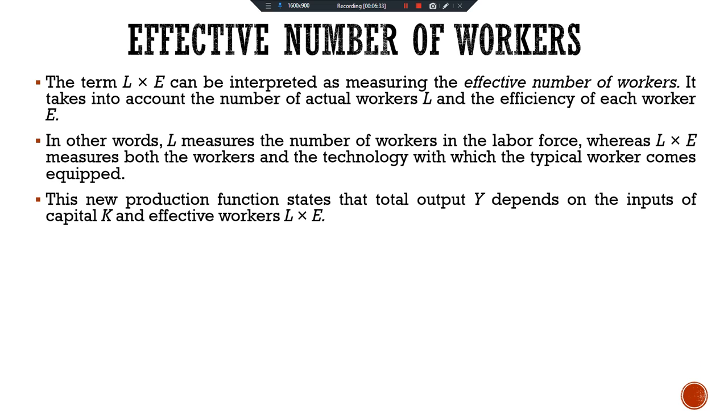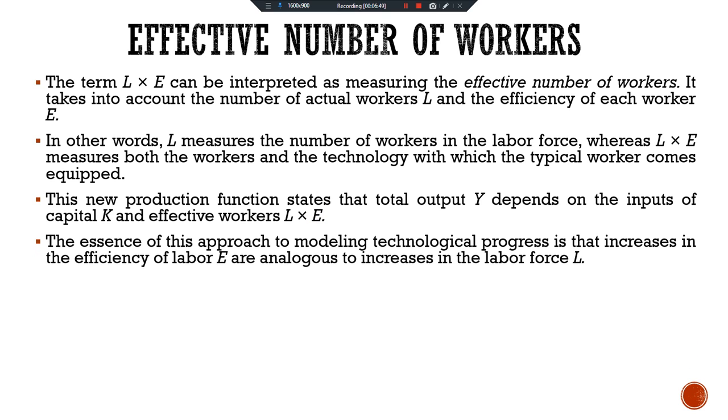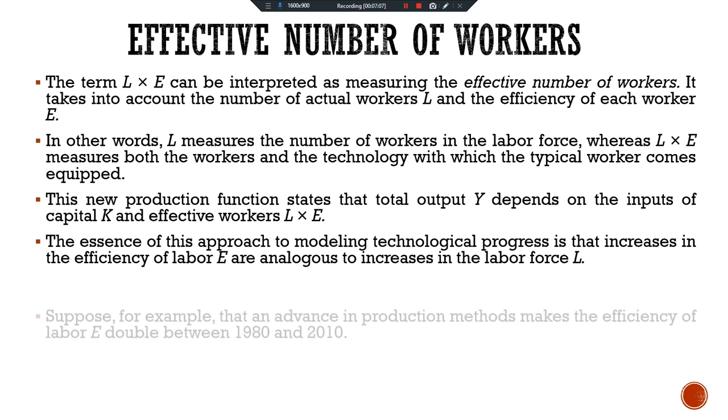This new production function states that the total output Y depends on inputs of K capital and effective workers, L cross E. The essence of this approach to modeling technological progress is that increases in the efficiency of labor E are analogous to increases in the labor force L.